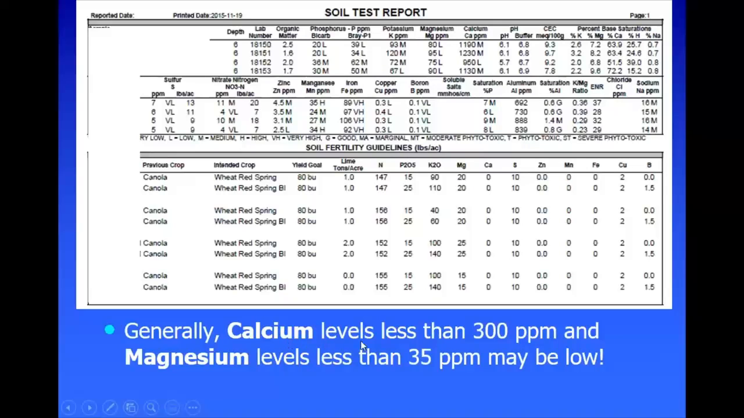I just made a comment here. Really, in my mind, when I talk about calcium, as long as your levels are 300 parts per million or higher, you don't need to worry about calcium in Western Canada. And for magnesium, 35 parts per million or higher, you don't need to worry about magnesium.